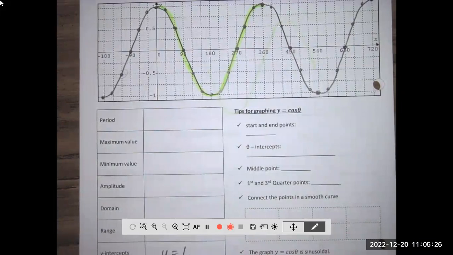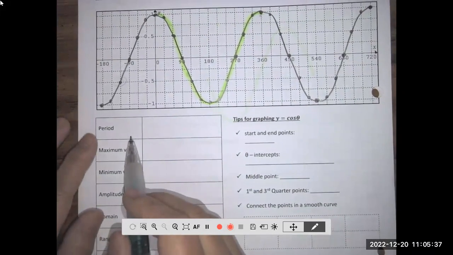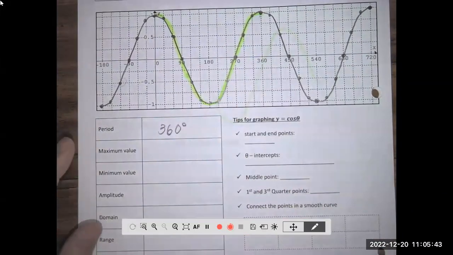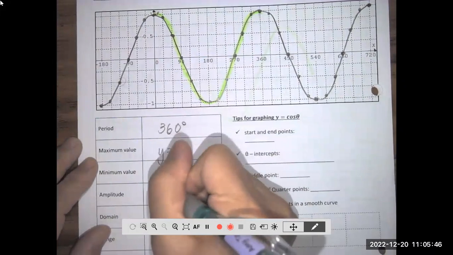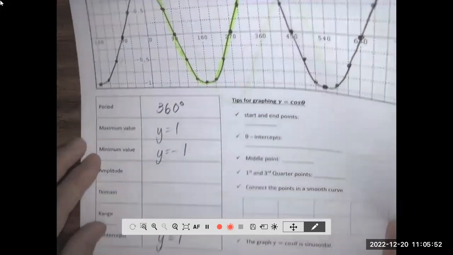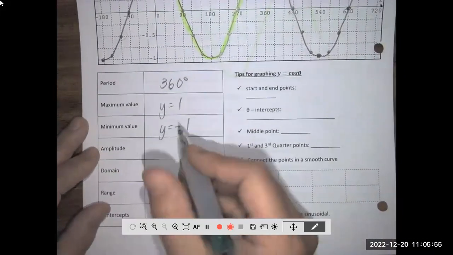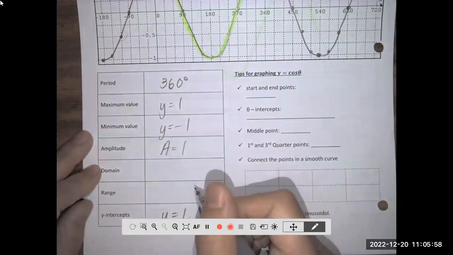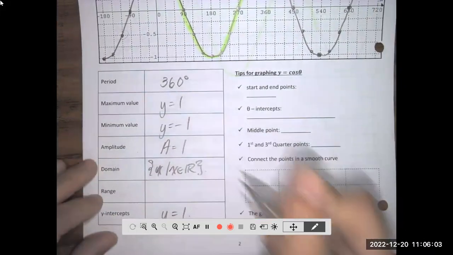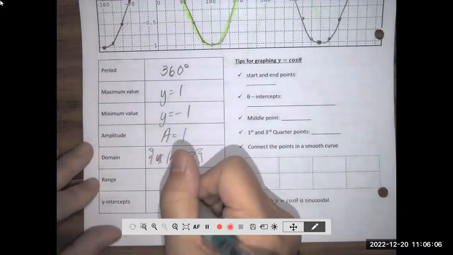Okay. All right, let's refocus together. Let's come back and answer some of these questions. So, a period. Everyone together. How much is 1 period for a cos curve? 360 degrees. Our max is 1. Our min is -1. I heard someone say 1. We're all in agreement. It's -1. Amplitude. Everyone together. 1. Domain. x is an element of the real numbers, same as before, right? Range. Same as before.